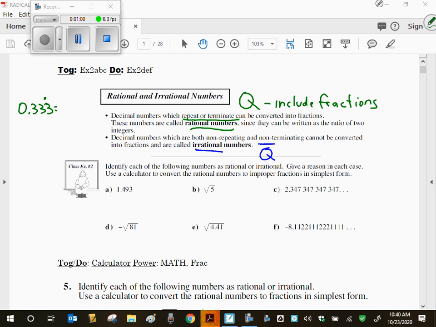What fraction is the decimal 0.3333333? 1/3. So anytime you think of repeating decimals, think that 0.333 can be converted into a fraction. Any repeating decimal can be converted into a fraction, and it's a rational number. The other thing is our number system.